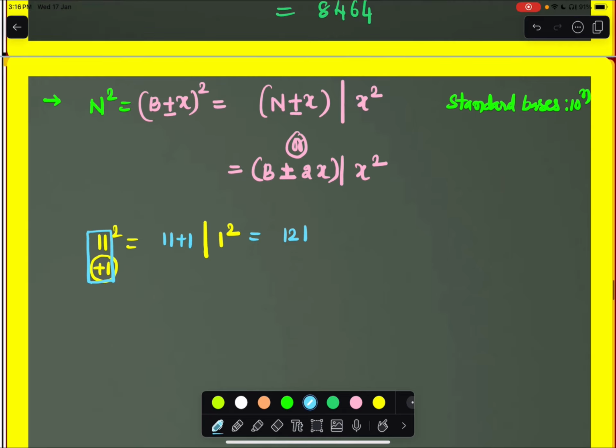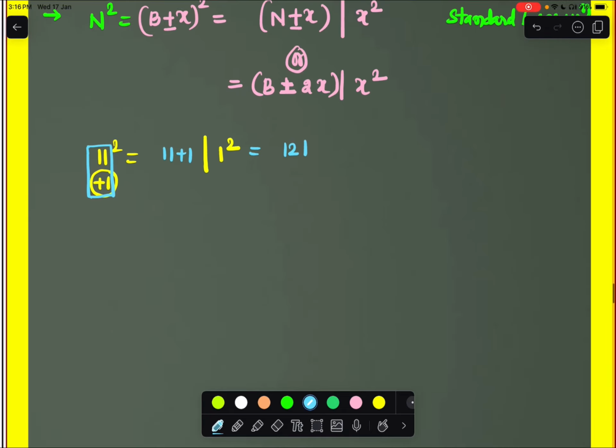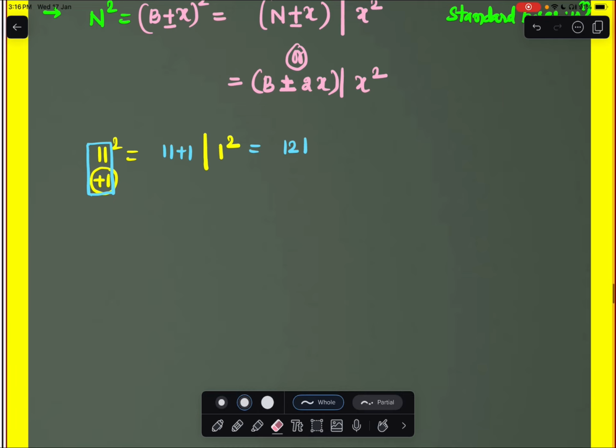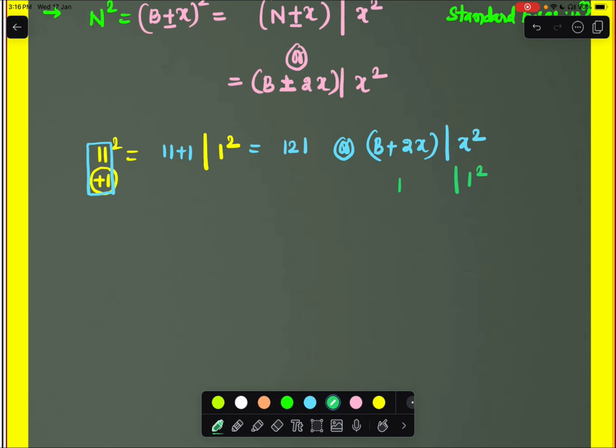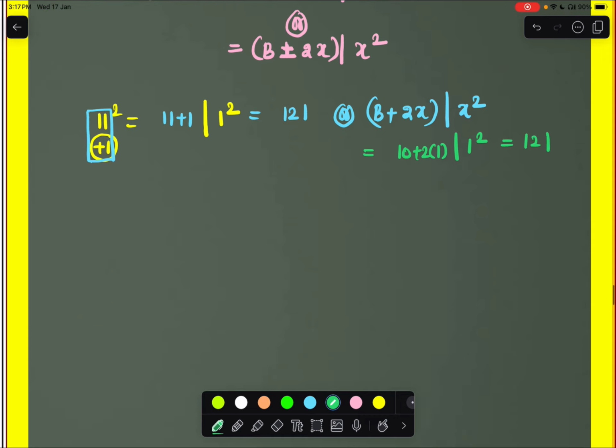But the number of zeros in the base must be equal to the number of digits in the rightmost part, right? So in this way we can calculate. Otherwise, what can we do? Base plus 2 times the surplus we will write when the number is more than your base, and x square in the rightmost part, right? So I can use this technique. 11 is 1 more than 10. 1 square we will write here. And here the base is 10 plus 2 times its surplus value, how much? 2, right? So still we are getting 121, right? So in this way we can calculate the squares of the numbers closer to your base, right?